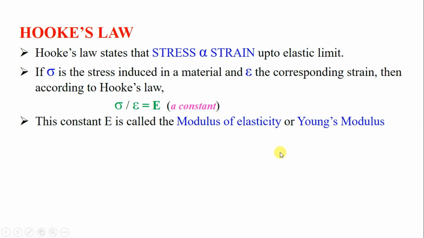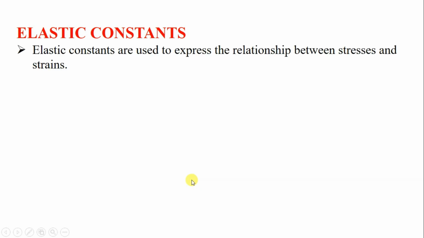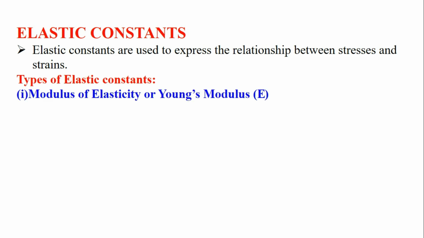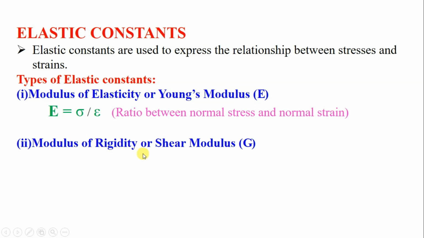This is named after the English scientist Thomas Young. Next, let us see what are the different elastic constants available. These elastic constants are actually expressed with the relationship between the stresses and the strains. In Hooke's law, I explained to you what is Young's modulus. So that is one elastic constant, and that is the ratio between normal stress and normal strain, that is sigma by E. The second one is modulus of rigidity or shear modulus, and it is denoted by G.